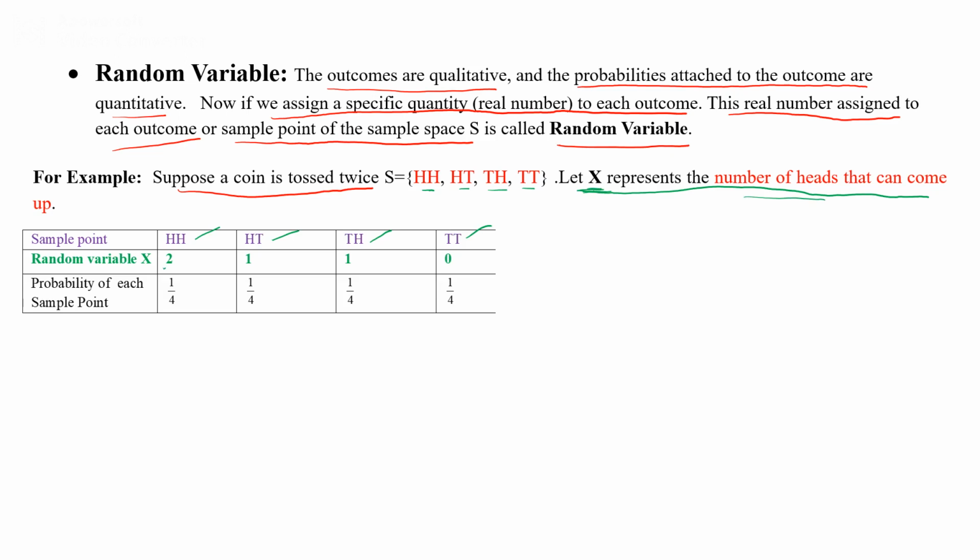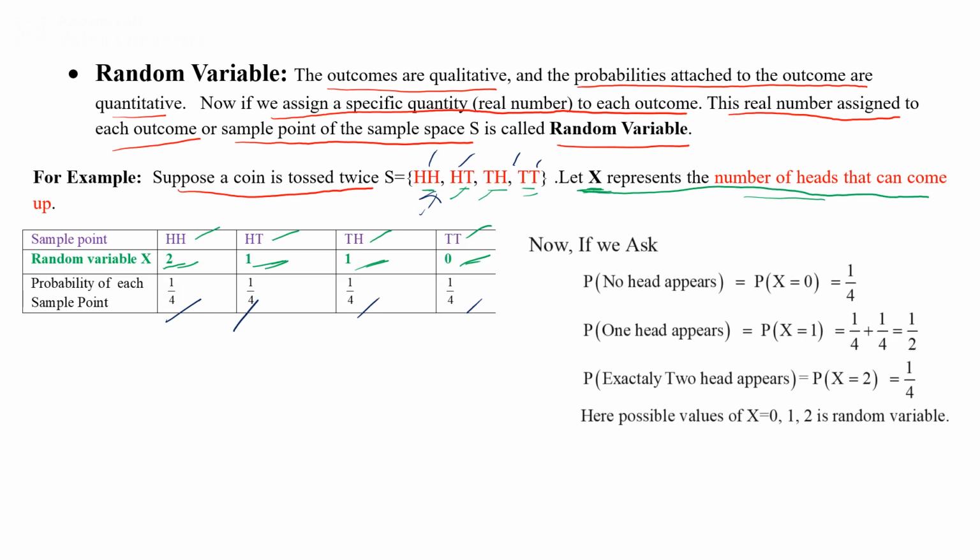So we assigned head head means two heads. In the second sample point, only one head. Third sample point, we have only one head. In the last sample point, we have zero heads. So we assigned 2, 1, 1, 0. Now, the probability of each sample point is what? We have 4 sample points and the probability of each sample point is 1 by 4, 1 by 4, 1 by 4, 1 by 4.